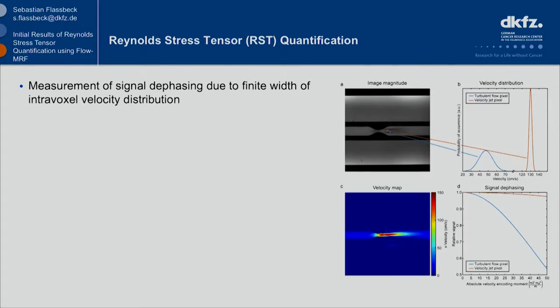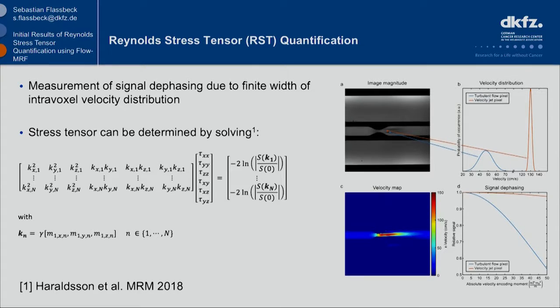But if we assume that these distributions are Gaussian, well, the signal decay we observe as a function of the velocity encoding moment is simply the Fourier transform, thus also a Gaussian. And Tarasen et al. showed us that we can linearize this problem, assuming Gaussian distributions, and simply by solving this linear set of equations, we can determine this tensor, which in 3D is a symmetric tensor, so we have 6 independent variables we need to quantify. And we did exactly this using the Phloem RF approach.